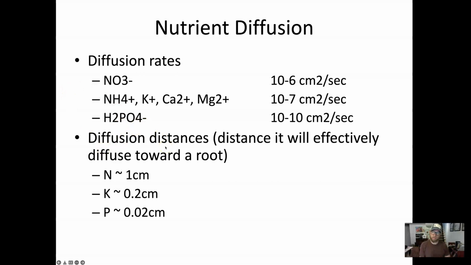So this is kind of related to the diffusion rates, but what we think of as the effective diffusion distances are shown here. What that means is how far would we expect nitrogen to be able to diffuse to a root? Or you could think about it as how close does a root have to be to one of these nutrients to actually be able to draw it into the root system. So for nitrogen, we're talking roughly a centimeter, and that's mostly nitrate. Potassium is like 0.2 centimeters, and then you can see phosphorus, the root has to be within 0.02, which would be like 0.2 millimeters, right? So it has to be really close to phosphorus, again, because it's really immobile for the most part. Okay, that gives a little idea of the variability in how fast these nutrients might be moving within the soil.